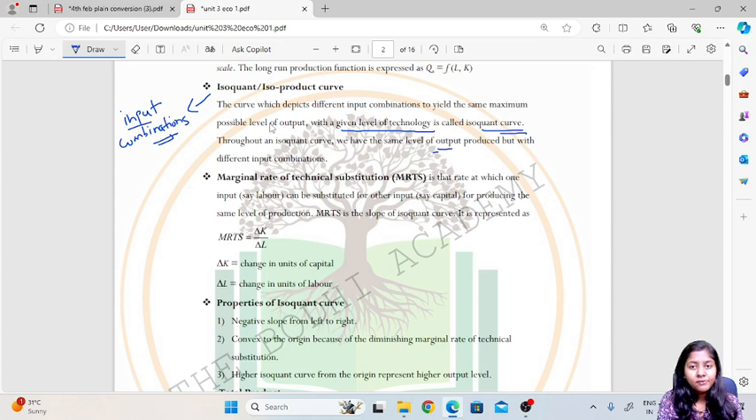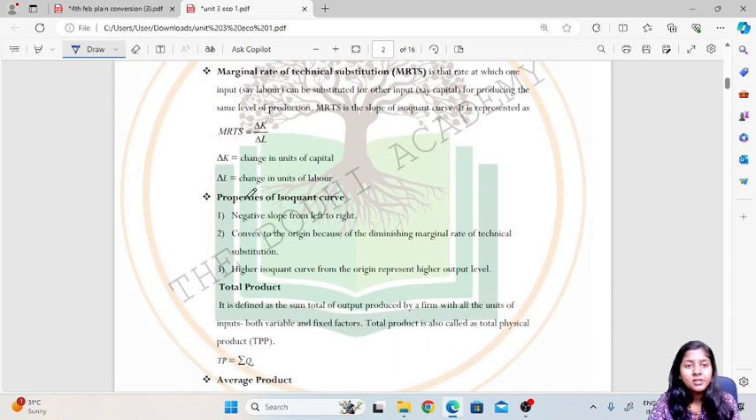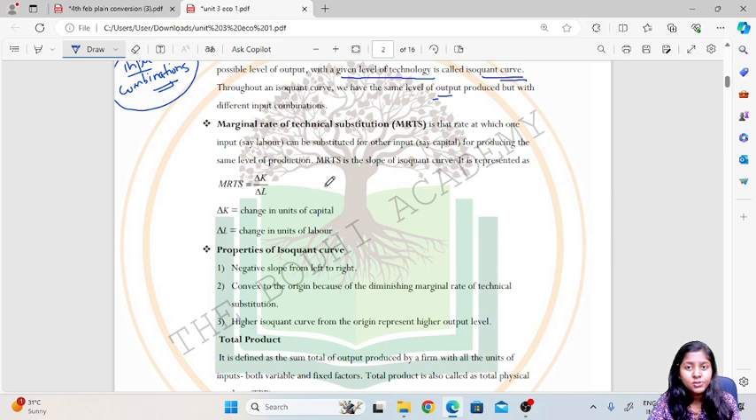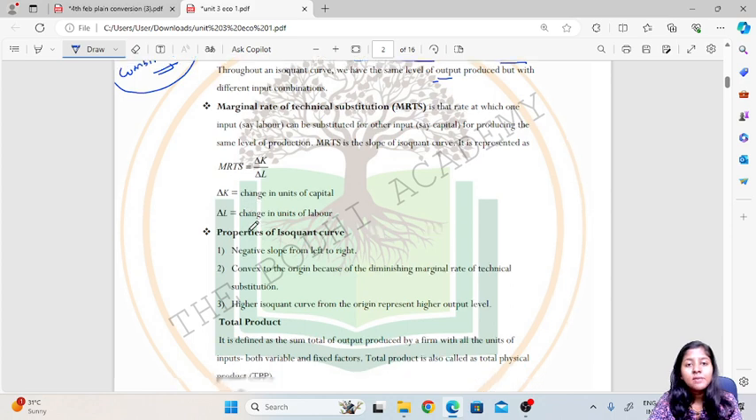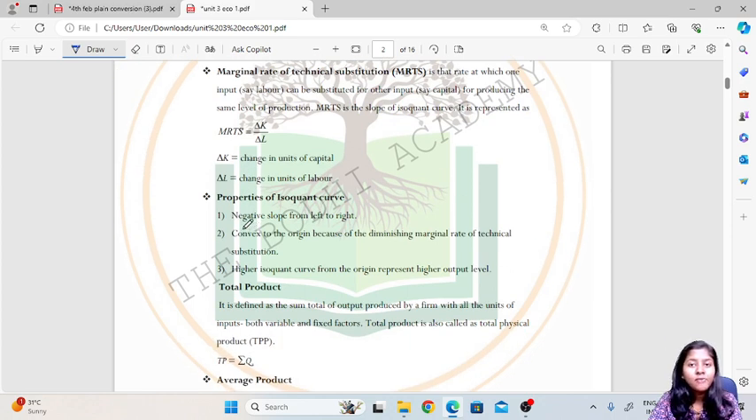Input combinations are different, so we get the same level of output produced with different input combinations over here. Next, we have also discussed the marginal rate of technical substitution. MRTS is the rate at which one input, say labor, can be substituted for another input like capital for producing the same level of production. MRTS is the slope of the isoquant curve and is represented as change in capital divided by change in units of labor.